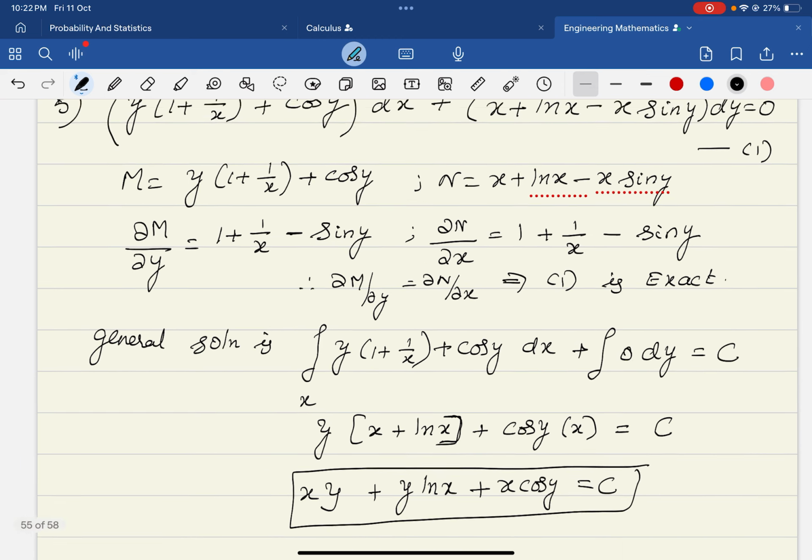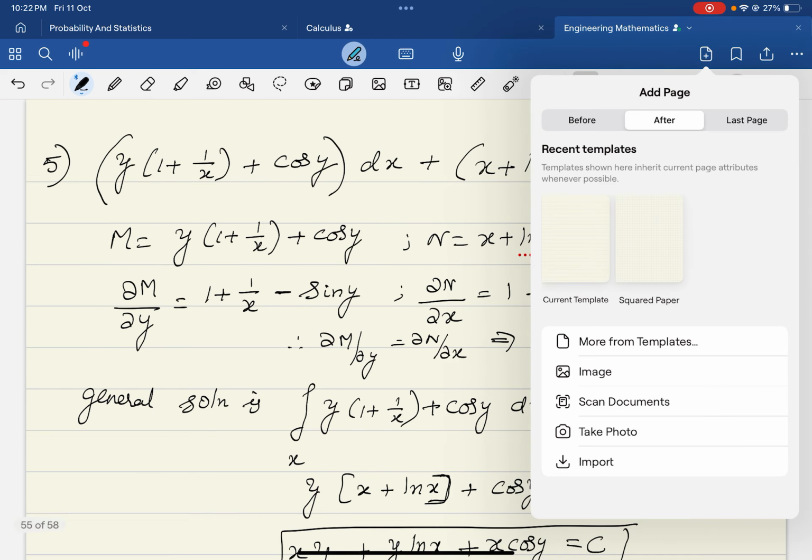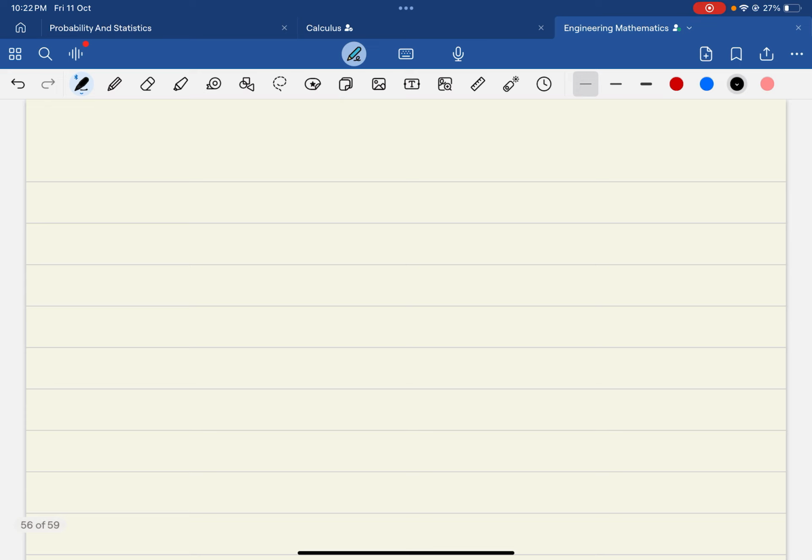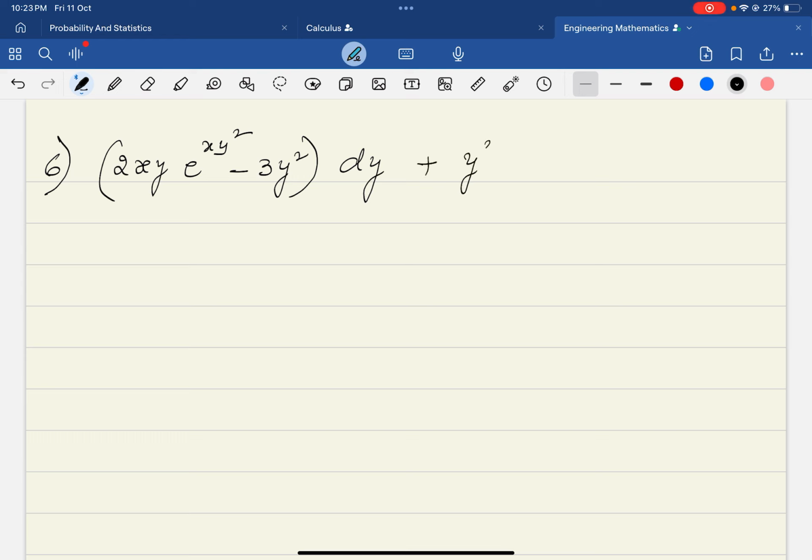I hope it's clear. These problems are so simple; if you practice, only then will you get these problems very easily. Now, (2xy e raised to xy square minus 3y square) dy plus (y square e raised to xy square plus 4x cube) dx.